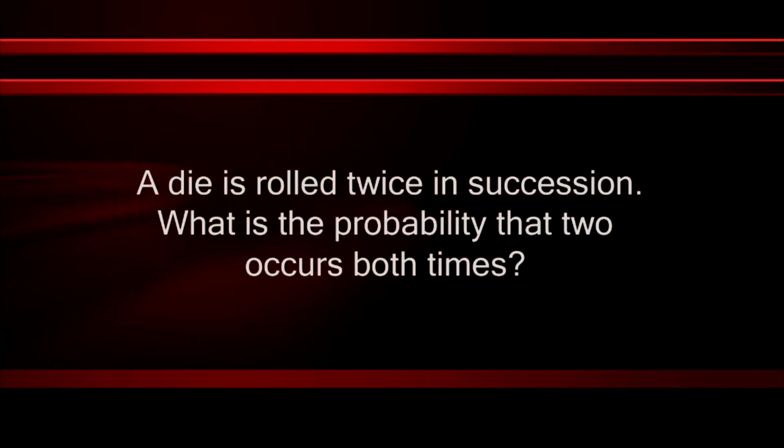A die is rolled twice in succession. What is the probability that 2 occurs both times? 1 over 36. Very good. I didn't even have to read it twice. Good job. All right, 25 points. Cherokee, where would you like to go next?